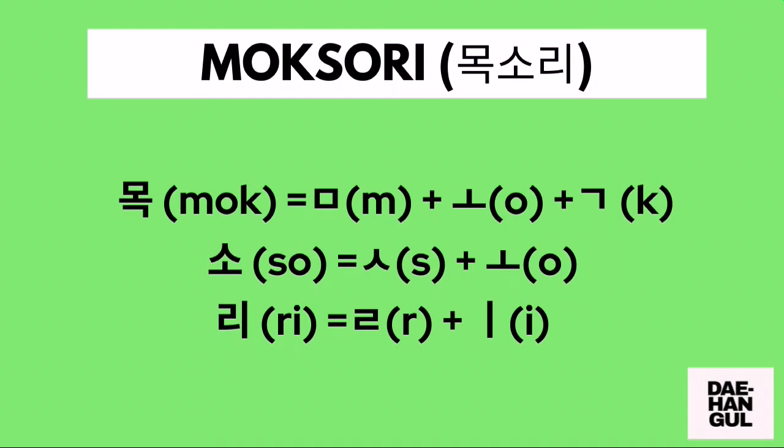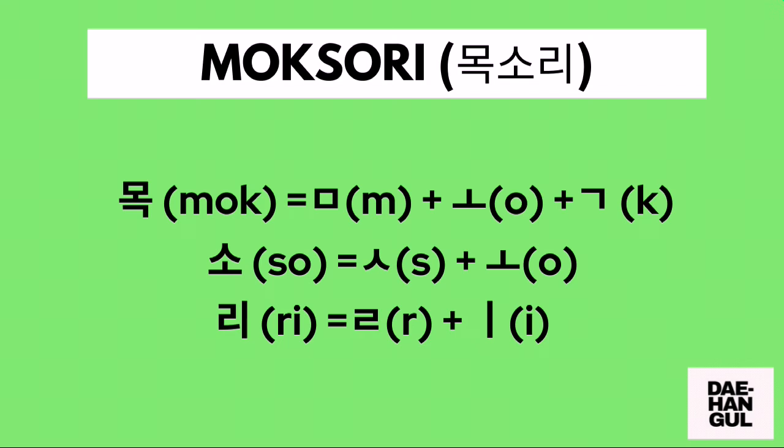How do we write this in Hangul? Let's start with the first syllable, 목. First, we need to draw a myeom character, followed by the o character, followed by the giot character. With the second syllable so, we need to draw a siot character and an o character.